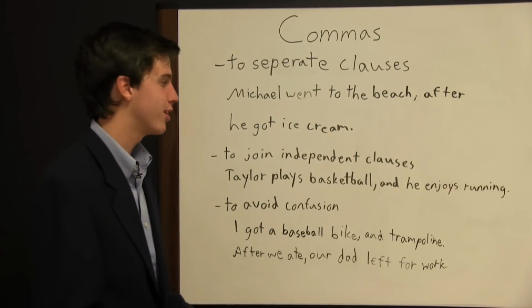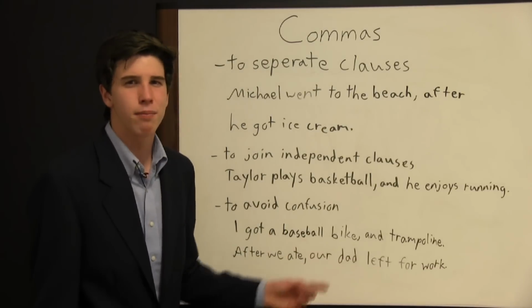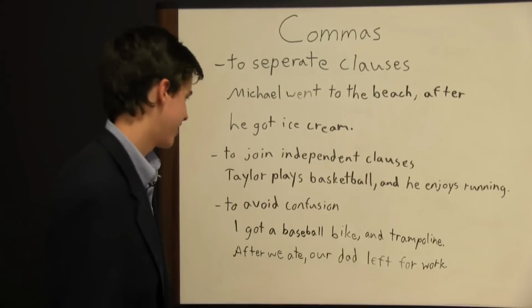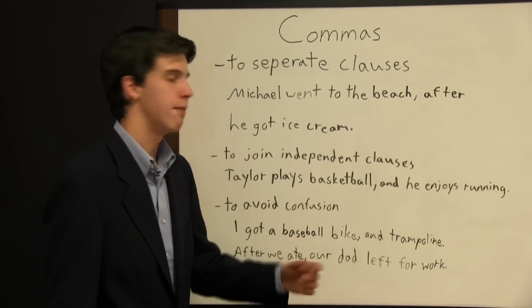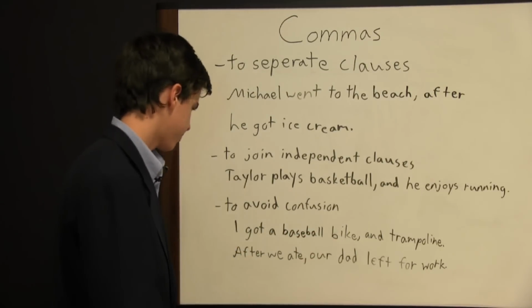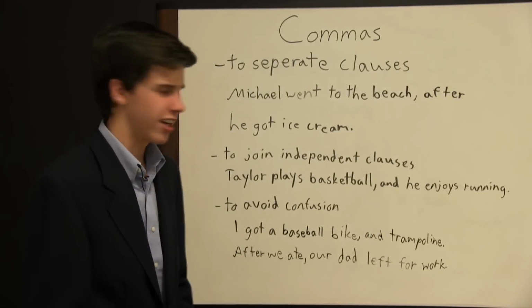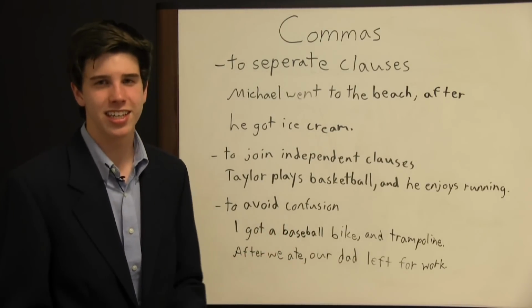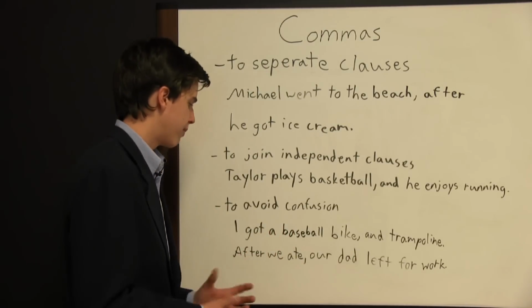Now, most people can pretty much figure out what you're trying to say, but a comma right there makes it so much easier for the reader because they can easily look at this and think, okay, you got a baseball, a bike, and a trampoline. Now, another time that you need a comma to avoid confusion is when someone just reading the sentence could easily get it mixed up, okay?